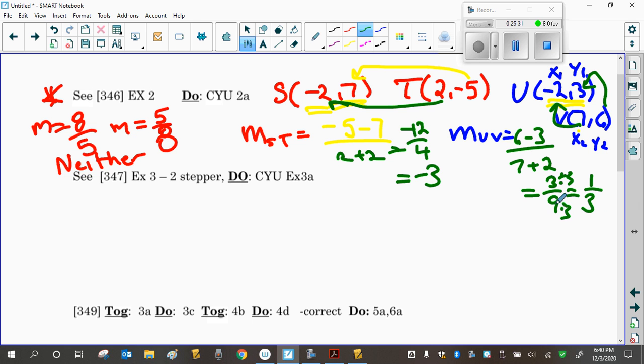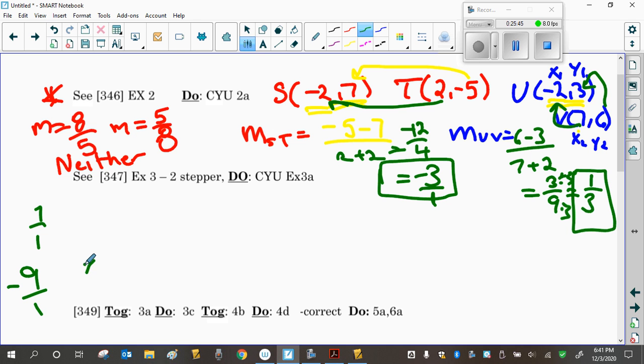Now, that doesn't look like it's parallel or perpendicular until we put this over 1. Because remember, any number, 7 is 7 over 1, negative 9 is negative 9 over 1, x is x over 1. So now you can see that it's flipped and it's a negative reciprocal. So these are perpendicular.